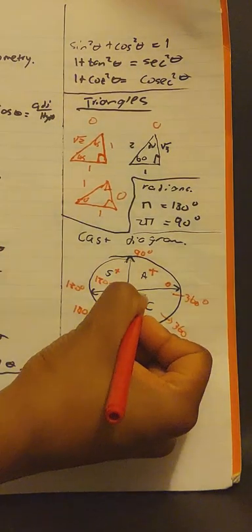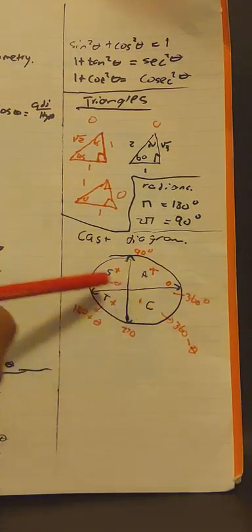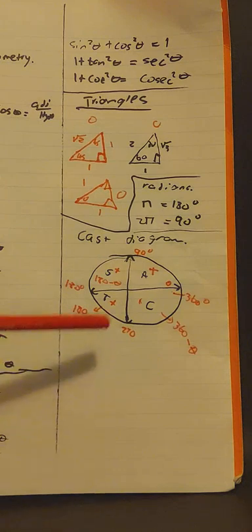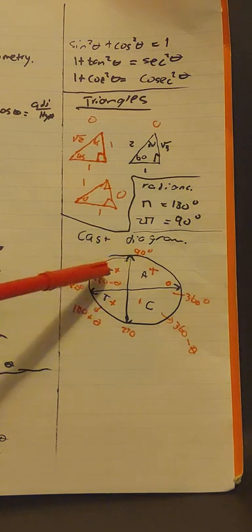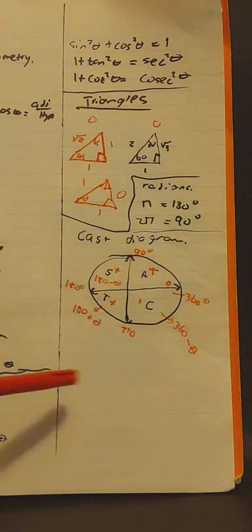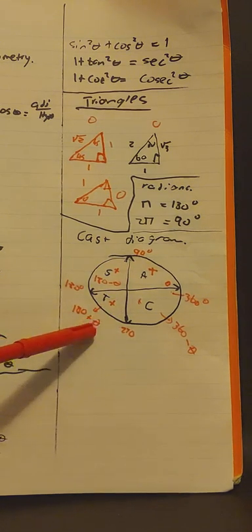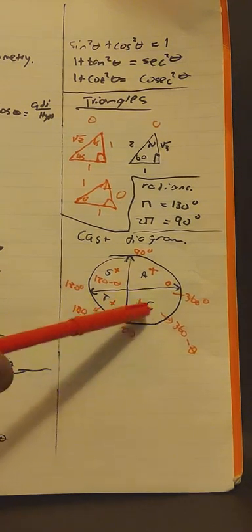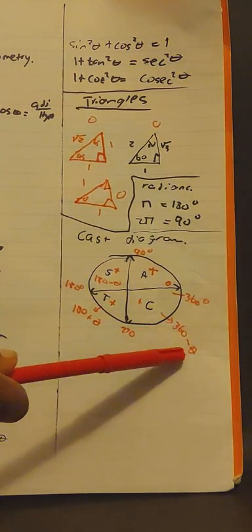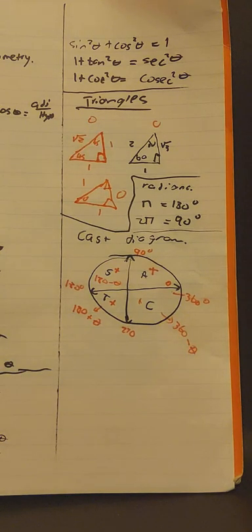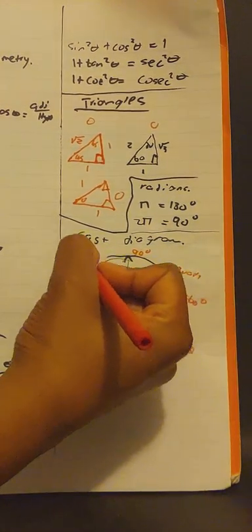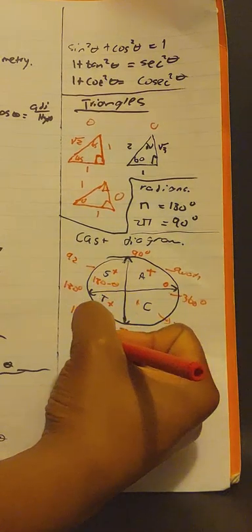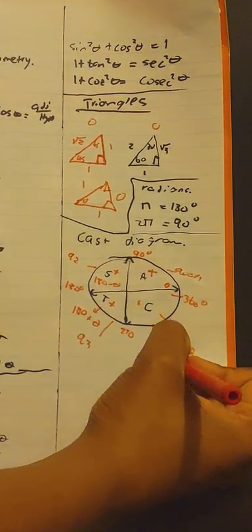Guys, only cos is positive here. Here everything is positive. On this side, only sine is positive. On this side, only tangent is positive, and on this side, only cos is positive. On this side we subtract the given angle from 180, here we add 180 to the given angle, and here we subtract the given angle from 360. And guys, this is quadrant 1, this is quadrant 2, this is quadrant 3, and this is quadrant 4.